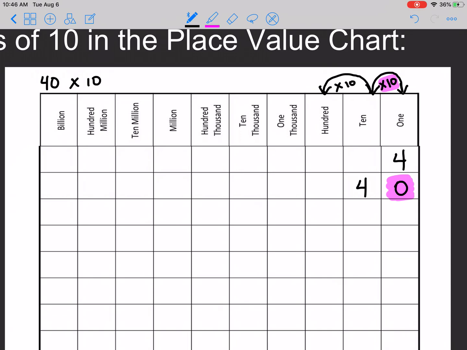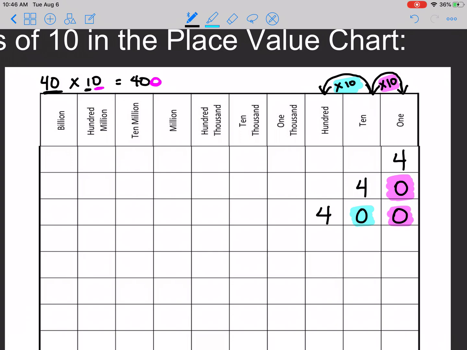So again, you can use the same strategy. 1 times 40 equals 40, but you also have that 0, so we're going to have another 0. So 40 times 10 equals 400. And if you put it in the place value chart, here. Now you had multiplied once, because you went from the ones to the tens, and then you multiplied again by 10 to get 400.